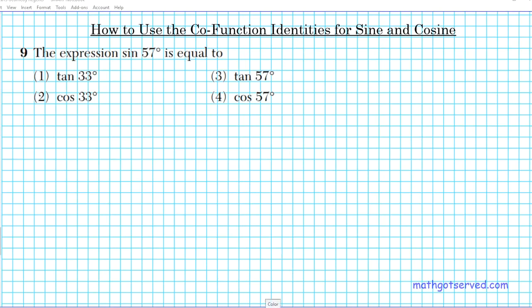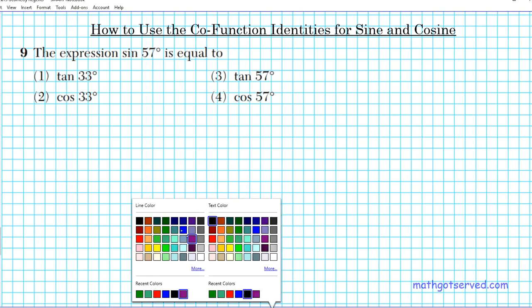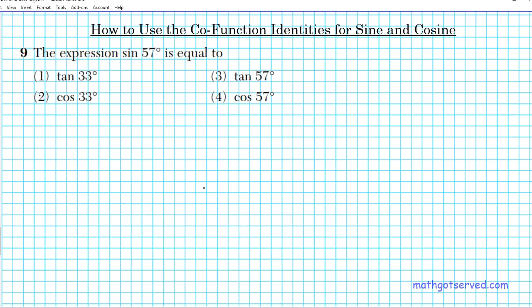So first thing you want to remember is when you think about cofunctions, you want to think about the word complementary. Do you remember what complementary means? Two angles are complementary if they add up to 90 degrees, and supplementary angles add up to 180.